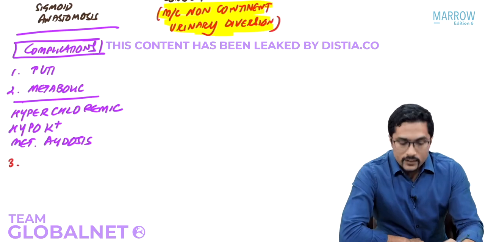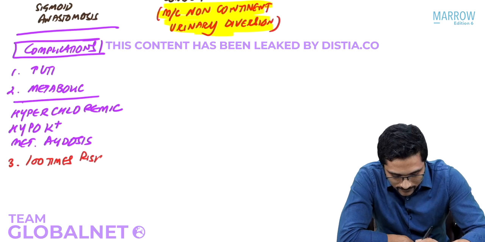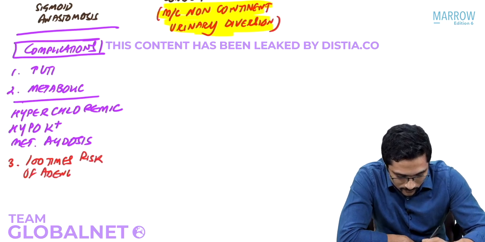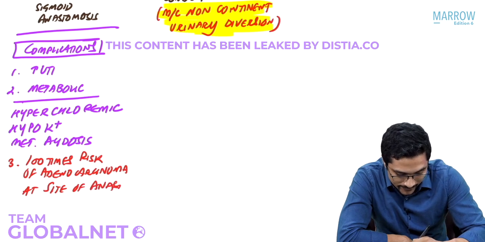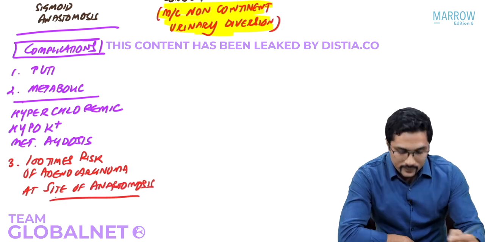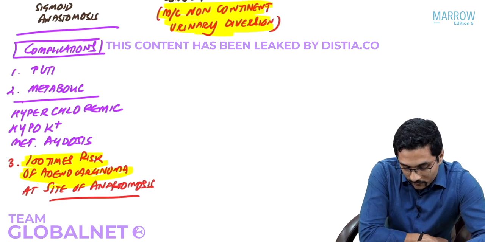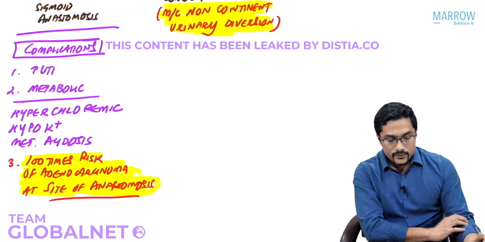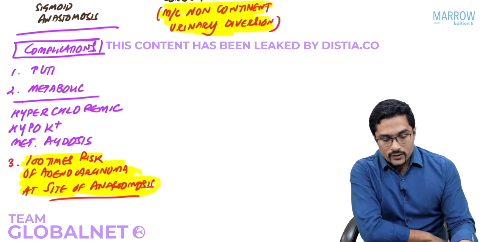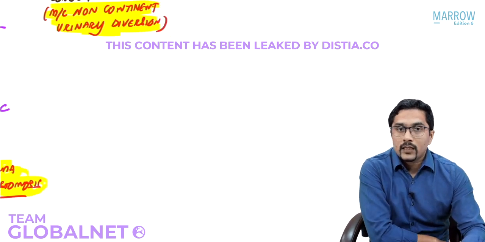And the biggest problem with this is that there is 100 times risk of adenocarcinoma at site of anastomosis. I had covered this point in the rectal cancer module as well, that ureterosigmoid anastomosis is one of the risk factors for adenocarcinoma of the colon and rectum at that site of anastomosis. So that is why ureterosigmoid anastomosis is no longer done. These days, in most of the patients, we carry out an ileal conduit.